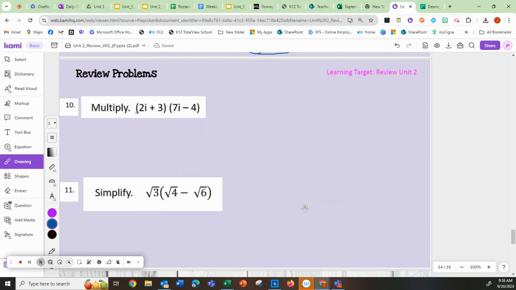Number 10, we're still multiplying here, but we're multiplying a binomial times a binomial, so we're going to use the FOIL method: first, outer, inner, last. First, outer, inner, last. And we'll multiply the first two terms together. That's going to give me 14i squared. The outside terms multiply to be negative 8i. The inside terms multiply to be positive 21i. And the last terms multiply to be negative 12. Remember, anytime you get an i squared, you're going to turn that i squared into a negative 1. So that's really 14 times negative 1. So that's going to give me a negative 14.